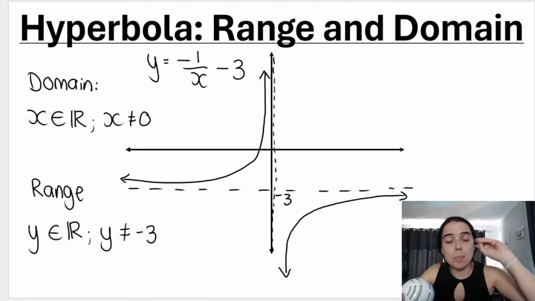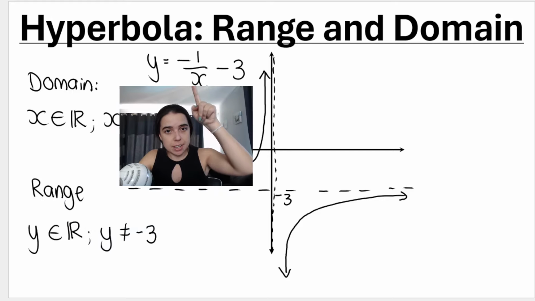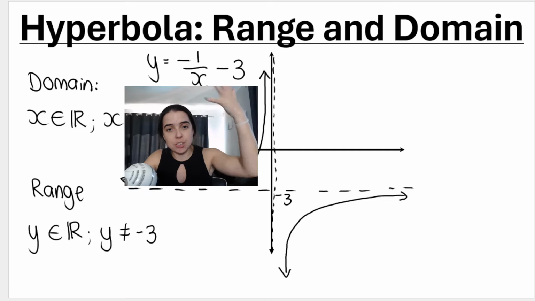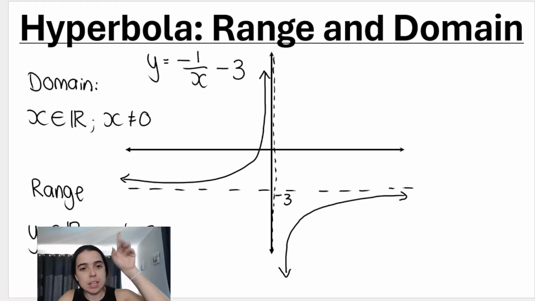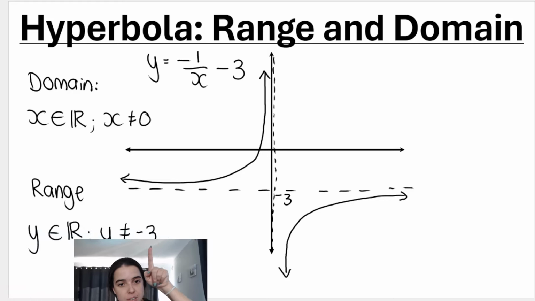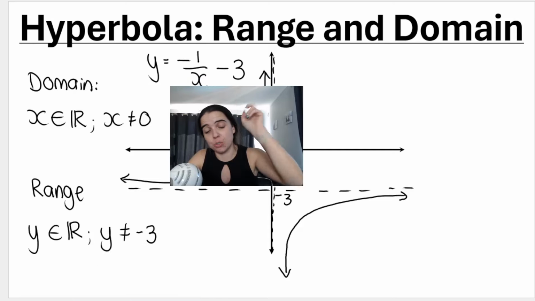So here's one last example of the hyperbola. Again, my domain, the same, because x cannot be 0, because if x is 0, it's undefined. And then your range, y is an element of all the real numbers, but y cannot equal negative 3. Again, y cannot equal whatever the q value is over here.